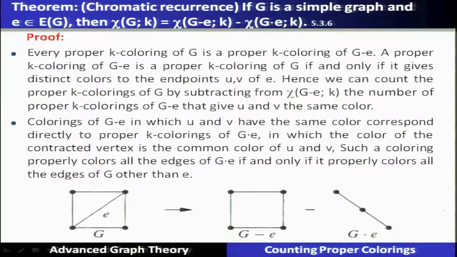Now, every proper k coloring of a graph is a proper k coloring of G minus E, that is the graph without that edge. A proper k coloring of G minus E is a proper k coloring of G if and only if it gives distinct colors to the endpoints of E. Hence, we can count the proper k colorings of G by subtracting from the number of proper k colorings of G minus E those that give U and V the same color. Now, colorings of G minus E in which U and V have the same color correspond directly to the proper k colorings of G contraction E, in which the color of the contracted vertex is the common color of U and V. Such a coloring properly colors all the edges of G minus E if and only if it properly colors all the edges of G.